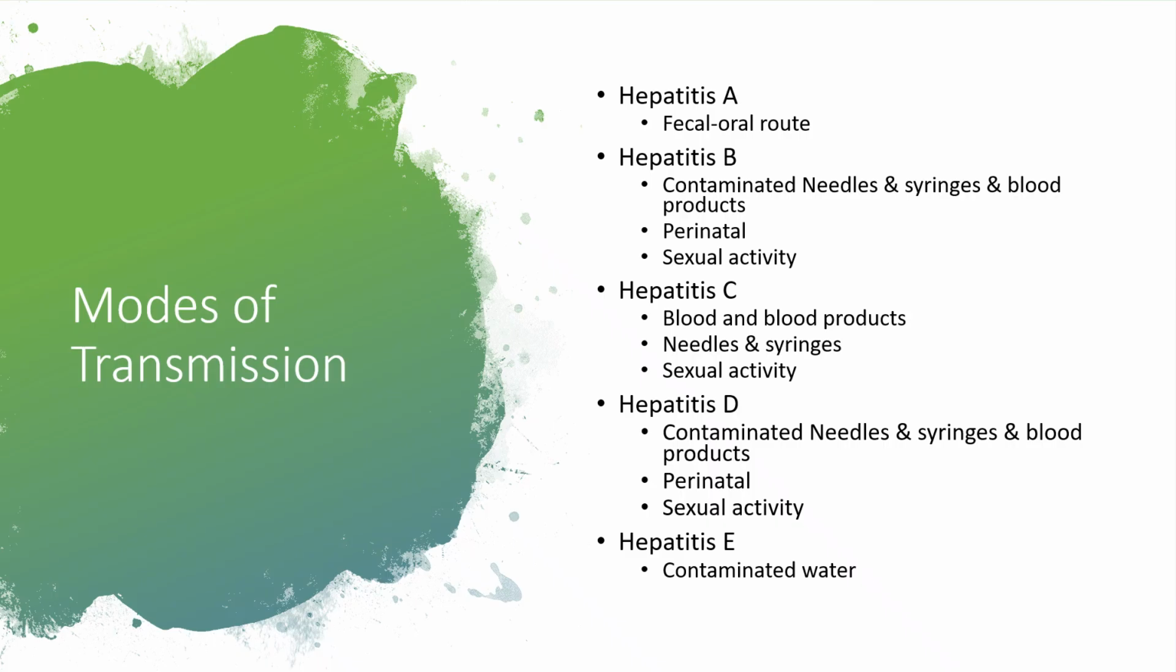Like I had stated previously, there are different modes of transmission for each one of the viral hepatitis. So Hep A is transmitted by a fecal oral route. This is usually the result of people who are handling food and are not washing their hands after going to the bathroom. We've seen in the past that some restaurants had a Hep A outbreak, mainly because the people who were cooking or making the foods didn't wash their hands.